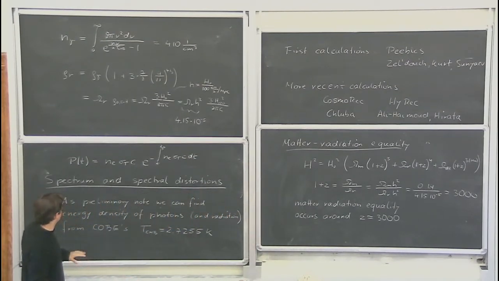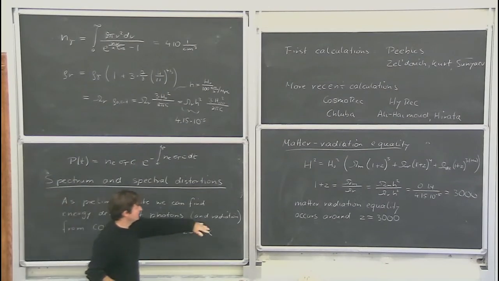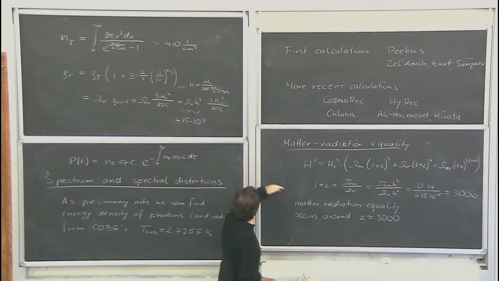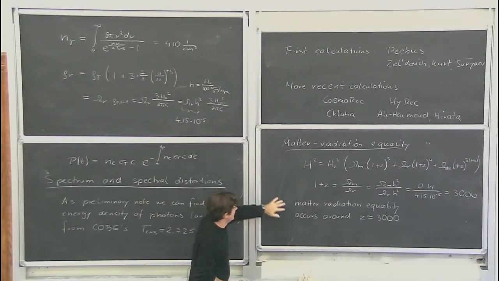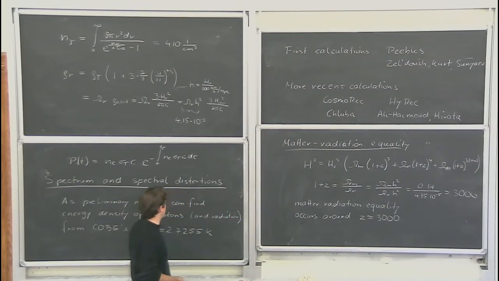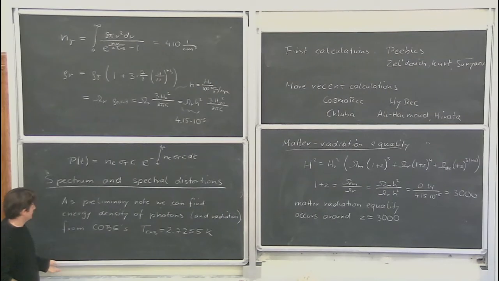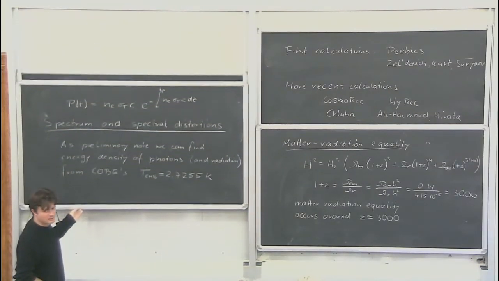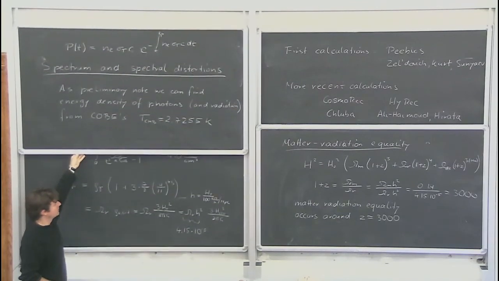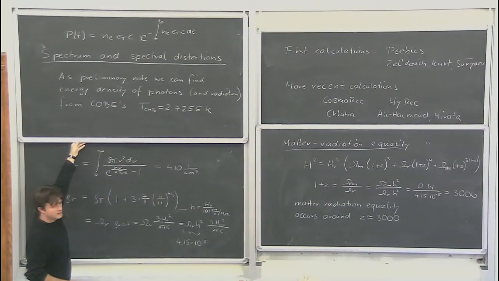So that's why I wanted to just make sure we know around what redshift matter radiation equality happens. Okay, and so now with this knowledge, the energy density in the photons, and when matter radiation equality happens, we can work out a number of different things that are relevant to understand the spectrum of the CMB better, which is what we'll try to do now. Does that all make sense?